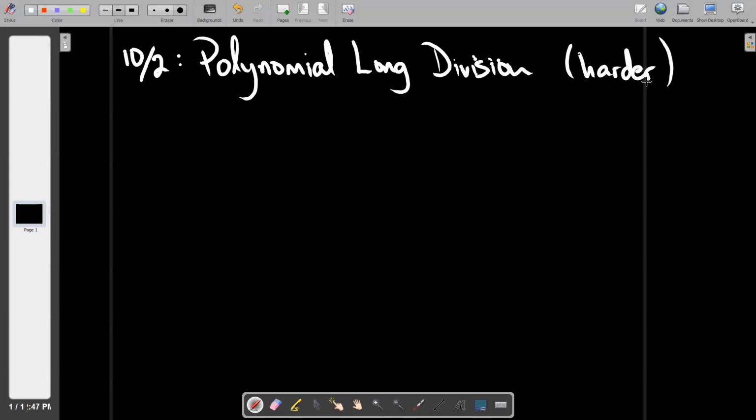How many times does this go into this? Stick it there, multiply through, stick it there, change the signs, drop it down, start the process over. That was the purpose of Wednesday and Thursday. Which leads us to today.